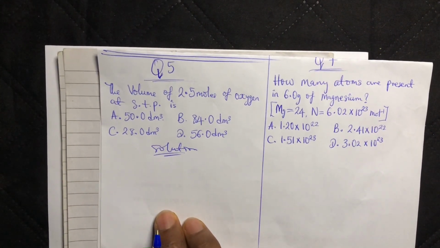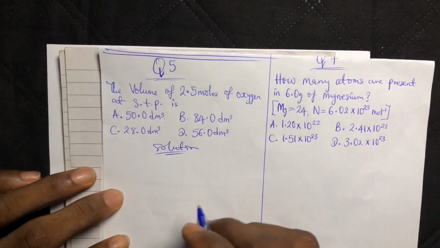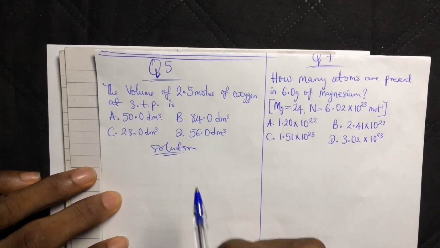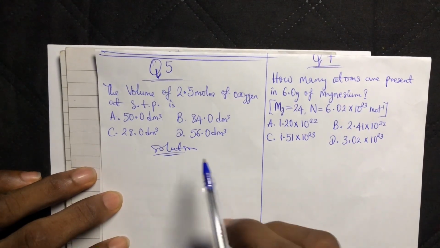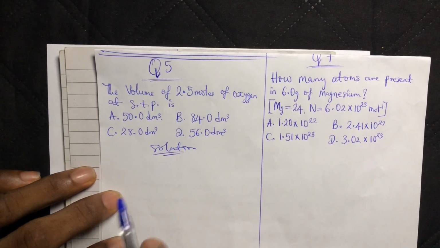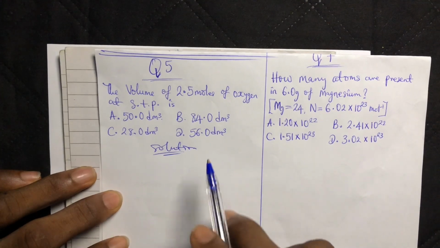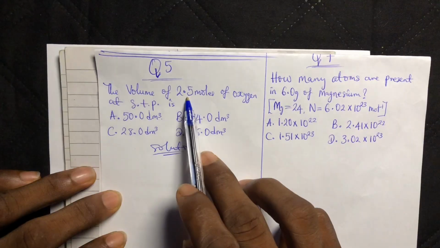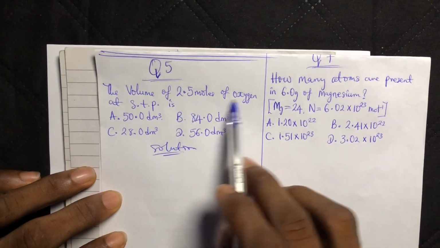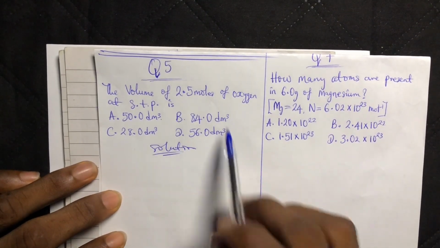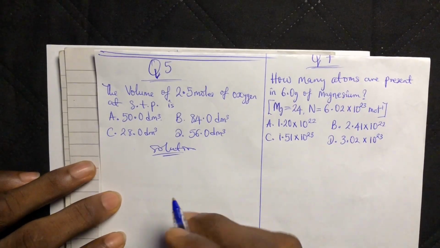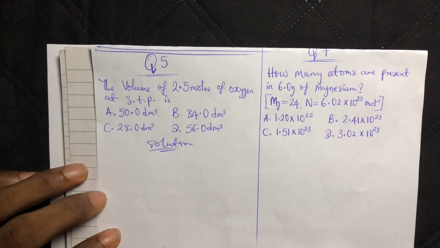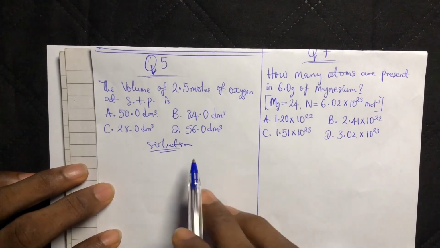The first thing I would like you to note at this point is that at STP, 1 mole of any gas occupies 22.4 dm cube. So at STP, 1 mole of any gas at all occupies 22.4 dm cubes. So if that is the case, 2.5 moles of oxygen at STP is going to be what? That is the question. So the first thing we are going to do is to think about the right formula that will give us the accurate and correct answer for this question.